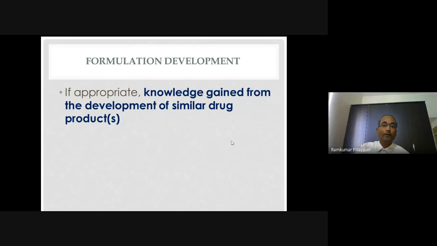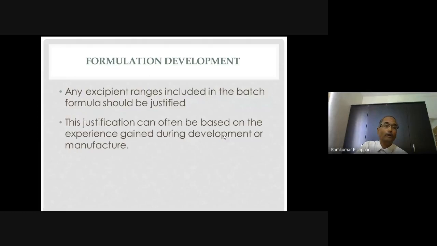The knowledge gained from the development of similar drug products. This is where the role of experienced product development scientists comes in. If you have already developed many ODT, orally disintegrating tablets, you can very well explain to the US FDA why you went straight to a particular process. For example, direct compression. As an experienced person, I can tell the US FDA direct compression is the most preferred for ODT as it eliminates the use of moisture and also reduces the number of steps while ensuring the quality of the orally disintegrating tablet. So knowledge gained in other similar products also helps the quality of products.